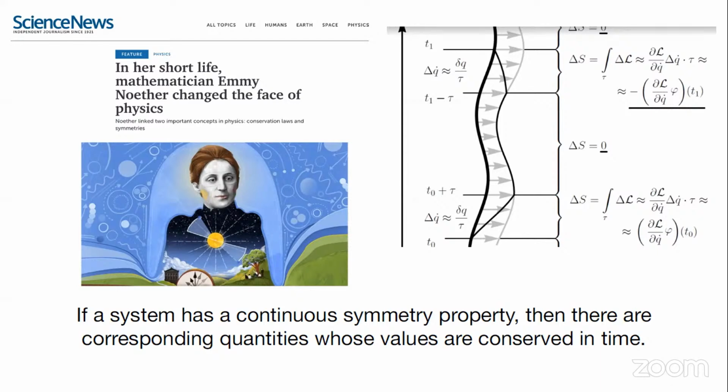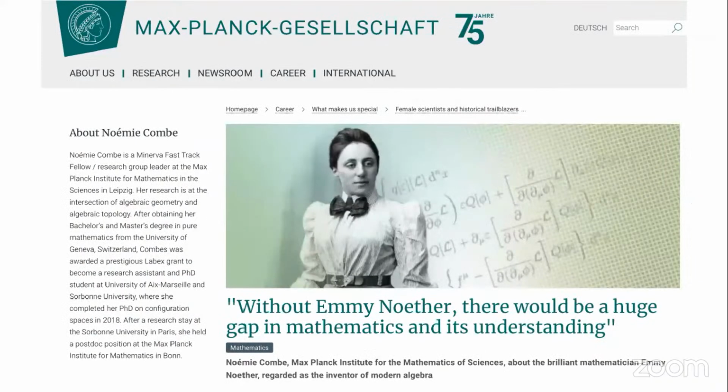So this is an example of what I would call the consummate bird mathematician, who saw deeply into the structure of physics and made profound contributions. But what's amazing about her is that she not only did this, but she laid the foundations of algebra. And as this article says, without Emmy Noether, there would be a huge gap in mathematics and its understanding.